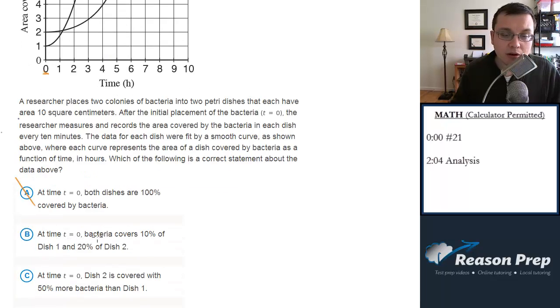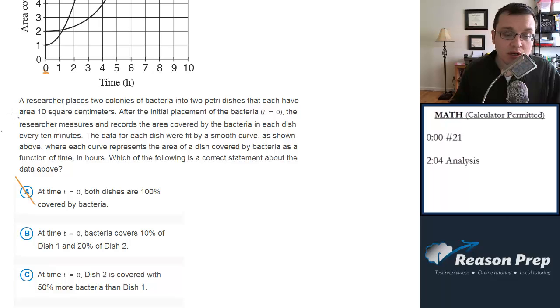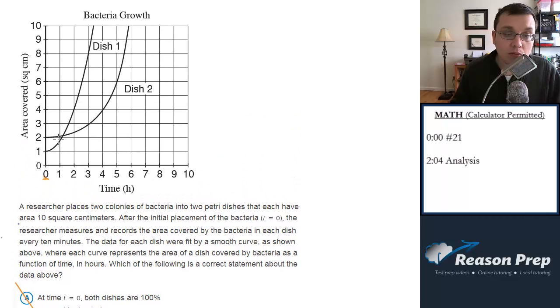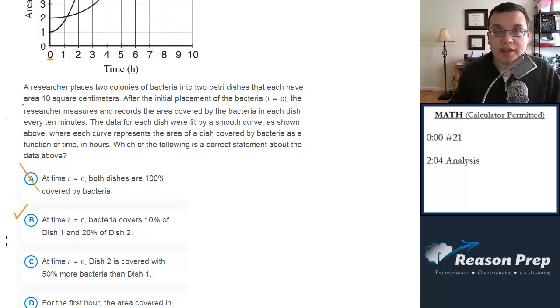So we can go ahead and get rid of those. At time t equals 0, bacteria covers 10% of dish 1 and 20% of dish 2. Well, dish 1 is at 1, and that's 1 out of 10, which is indeed 10%. And dish 2 is at 2 square centimeters out of 10, which is 20%. So yes, that works. So we like B. But as always, we always check all four choices.